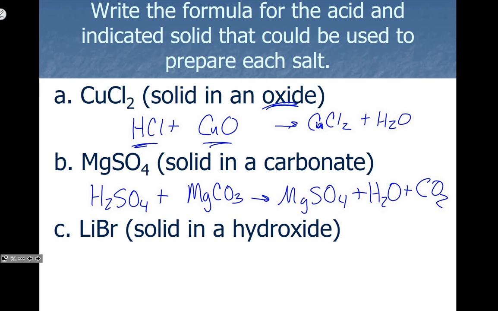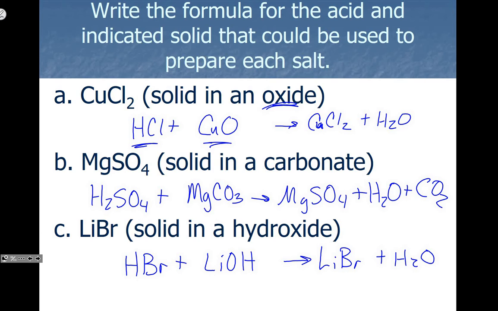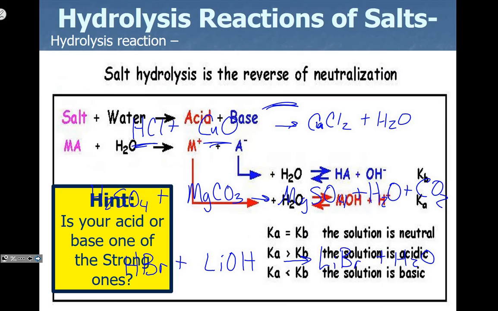Okay, I'm going to make lithium bromide. LiBr. What is my acid? HBr, hydrobromic acid. Good. Plus, what is my hydroxide that's going to go with that? LiOH. What am I making besides LiBr? Water. Okay, and you could go back and balance them. We're not going to take time to go back and balance them. You need to be able to do this. Okay? All right, going forward.